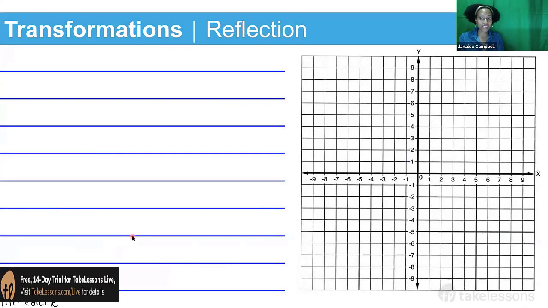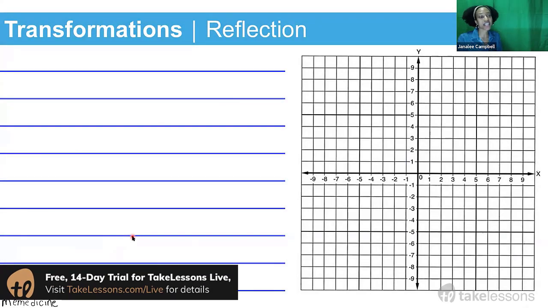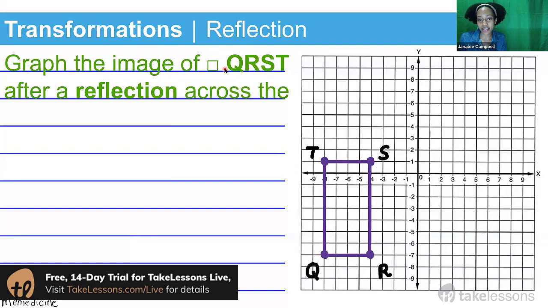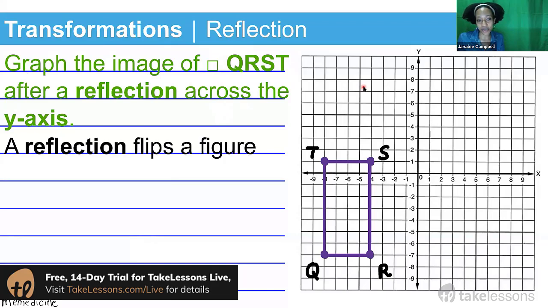Now we just covered translations. Our next transformation is going to be a reflection. So we're going to graph the image. I know this looks like a square, but I'm really denoting a rectangle. So we're going to graph the image of rectangle QRST after a reflection across the y-axis, okay?